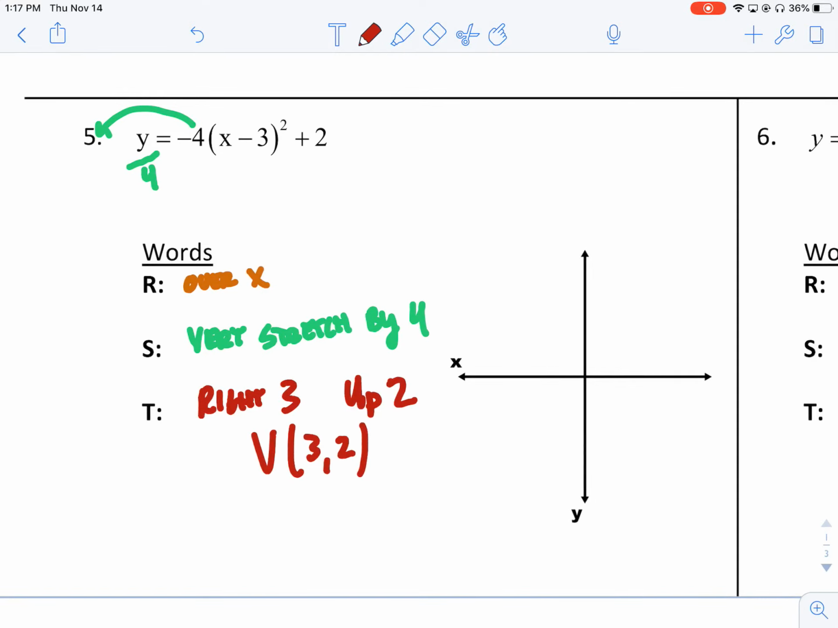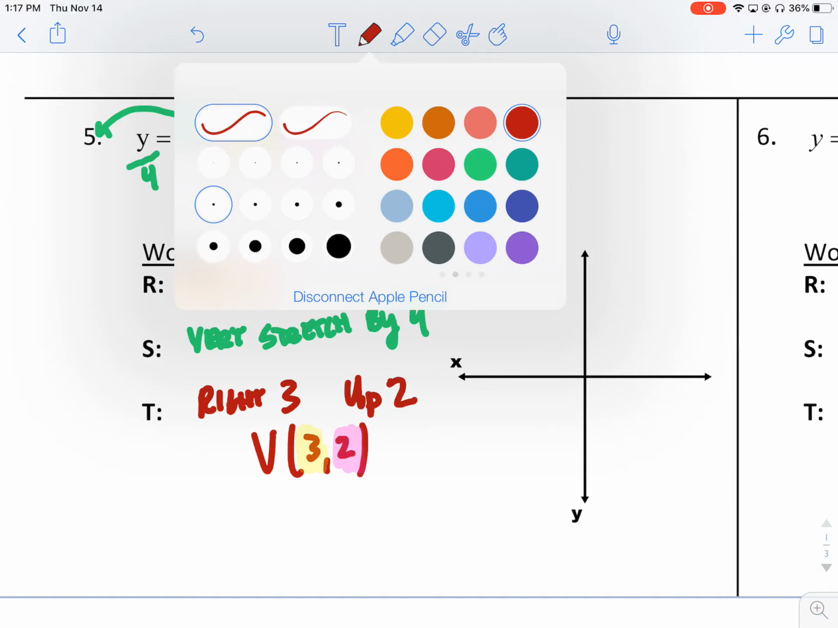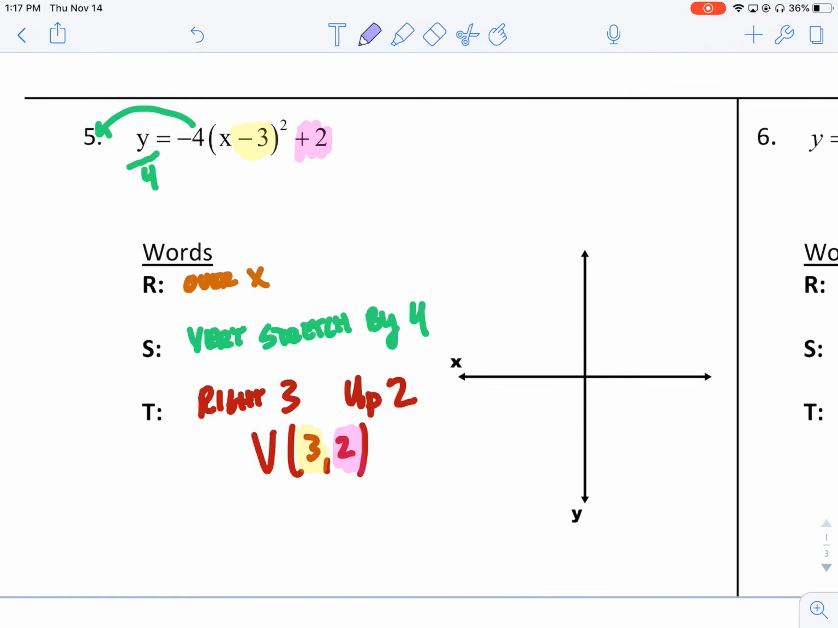Okay, so my vertex again should be right 3 is positive, up 2 is positive. So the horizontal stuff should be the same. Sorry, I said that wrong. Horizontal stuff should be opposite, hi-O, and the vertical stuff should be the same. And it is. So we checked it and it checked. It's good. All right, then you can make your little sketch. So we go right 3, up 2.